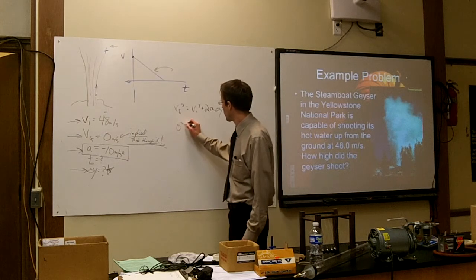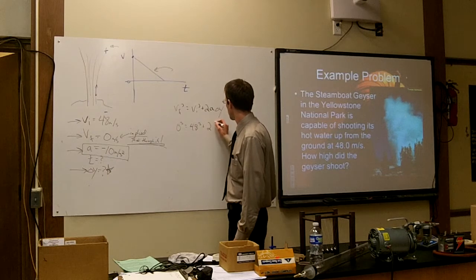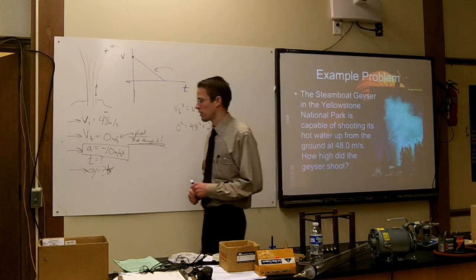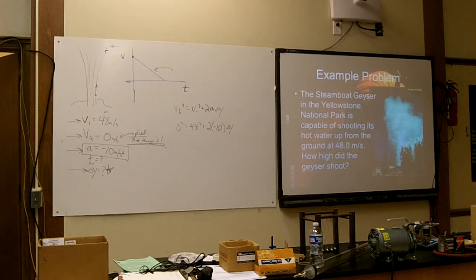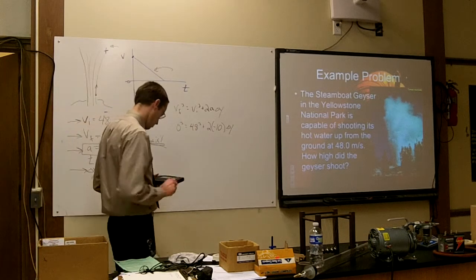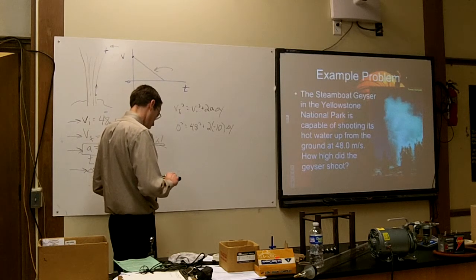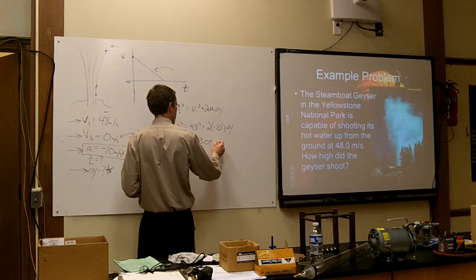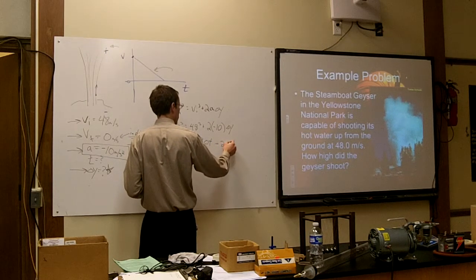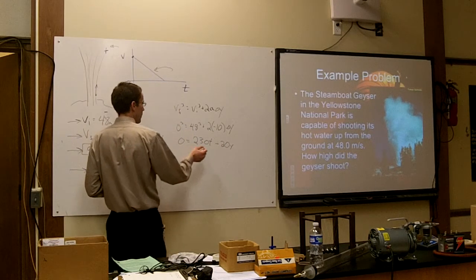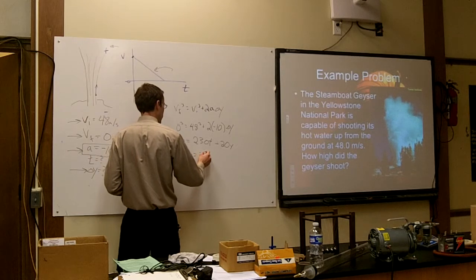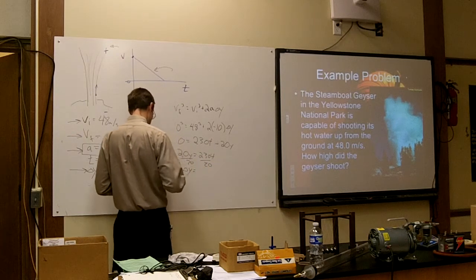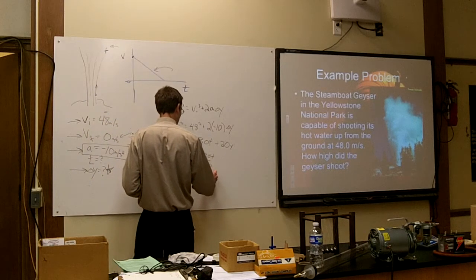So we got 0 squared is equal to 48 squared plus 2 times negative 10 times delta y. Now I don't know what 48 squared is, so I'm going to calculate that one out. So you get 2,340 minus 20y. So we get this over to this side, so that's 20y is equal to 2,304. We divide both sides by 20. Delta y is equal to 115 meters high.